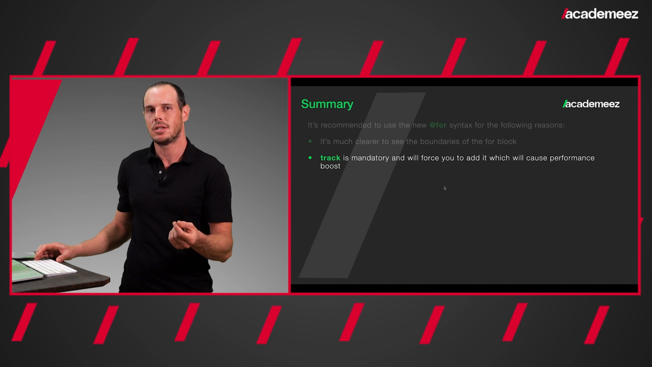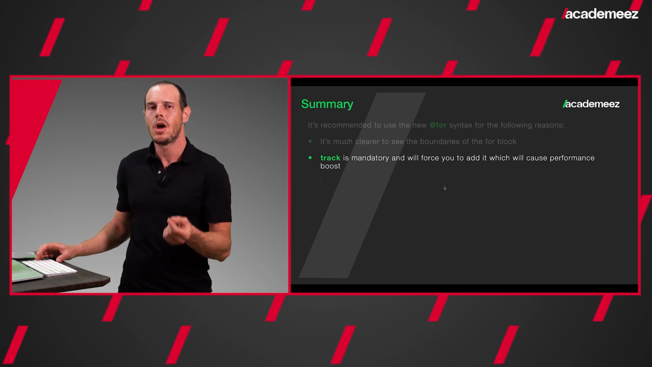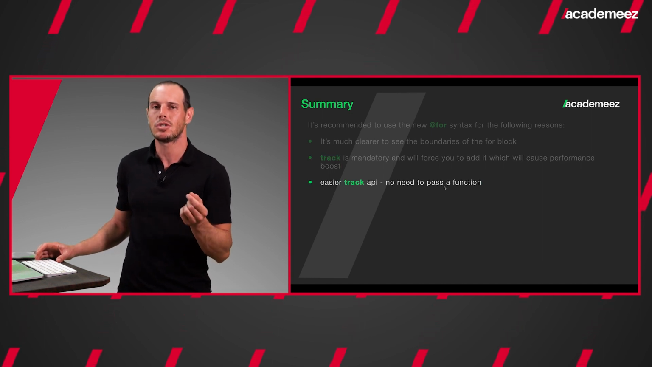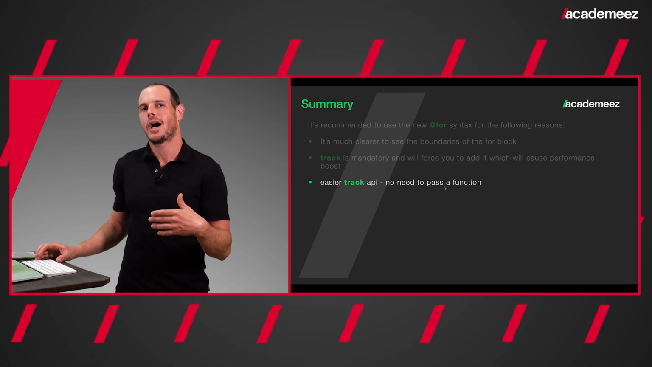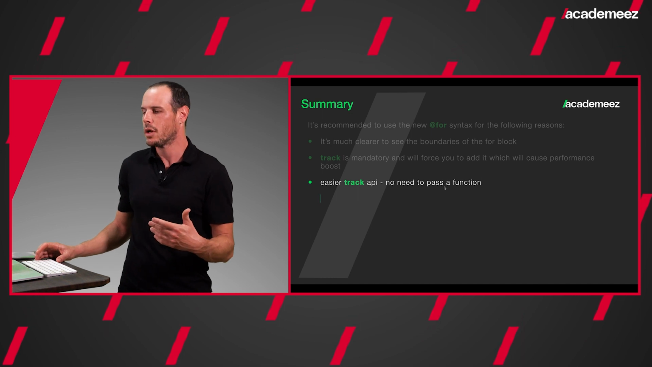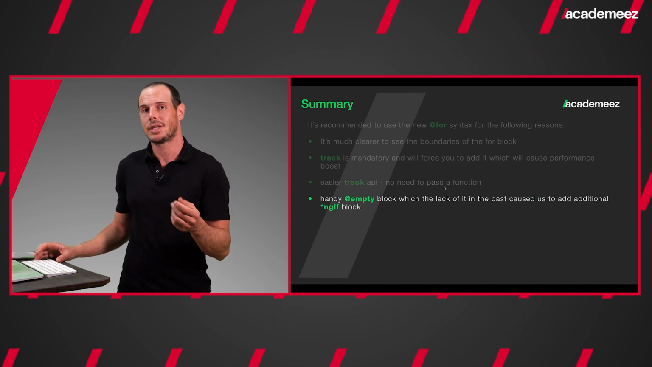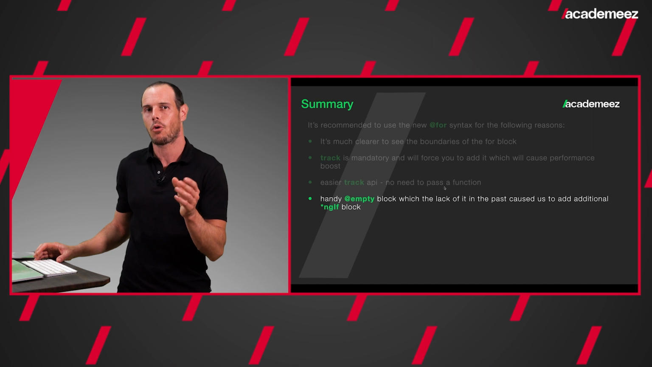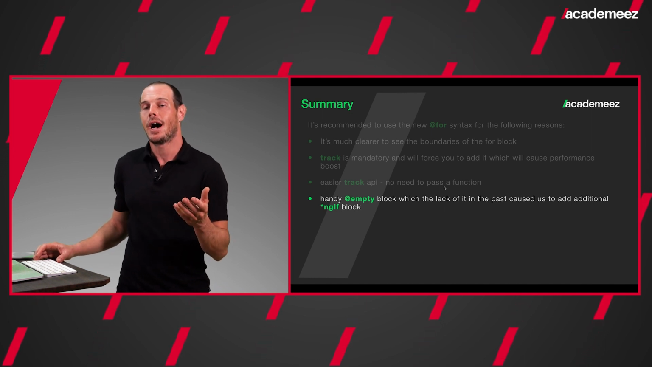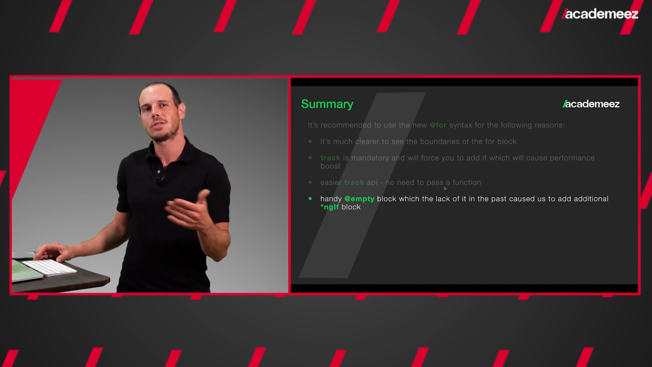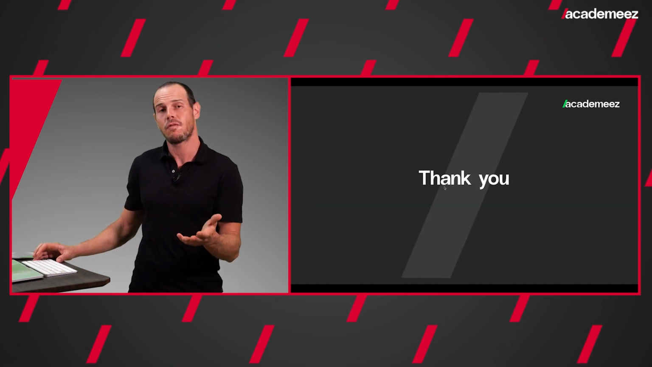You have the track in the new syntax, which is now mandatory with a much simpler API. So you can just specify the object primary key instead of having to supply a function like the old ngFor. We also saw that there is a handy empty block in the case where your array is empty or null or undefined, which saves you the hassle of adding that ngIf for the edge cases where your array is empty.